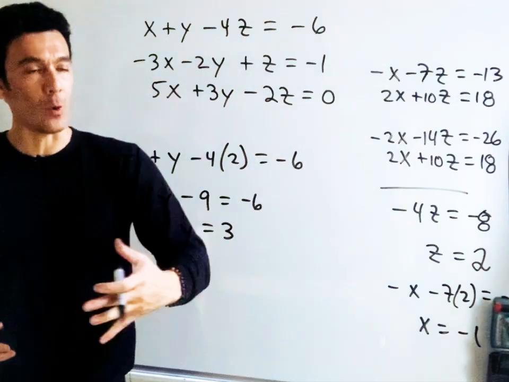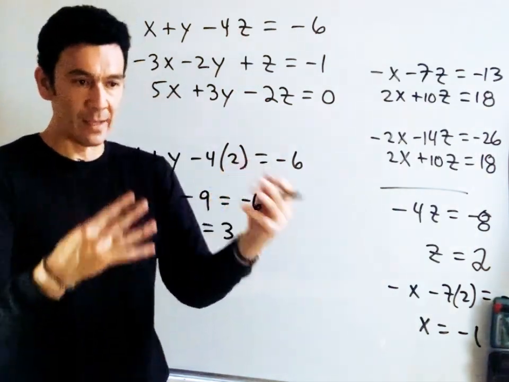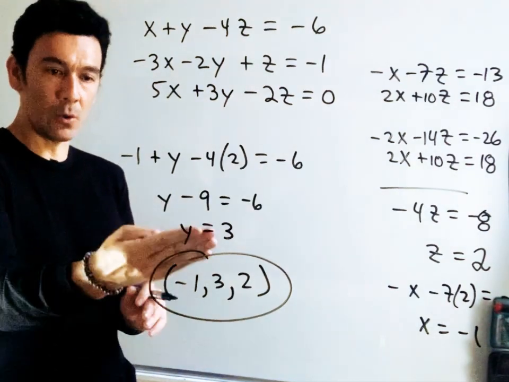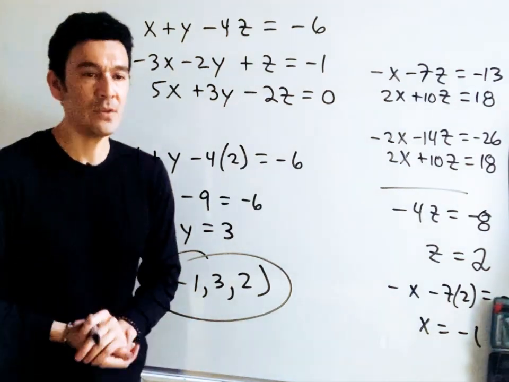Now you have x, y, and z. Present your answer in a formal fashion. So your solution can be presented as an ordered triple. Done, 100%. Let's move on.